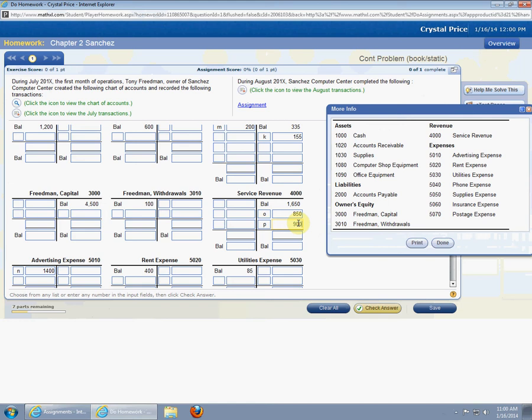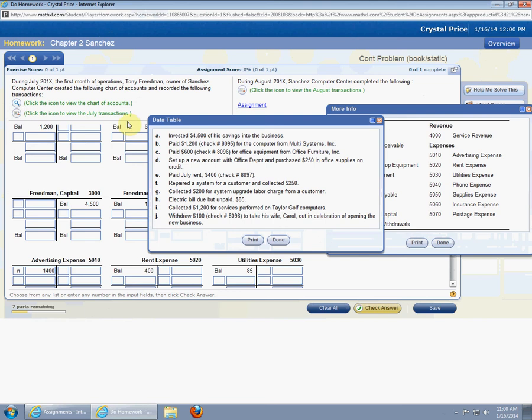Okay, let's go to the next one. This one, Q, involves something that was done in chapter 1. I'm going to look up my transactions in July, and this involved transaction H. In chapter 1, the electric bill was due but unpaid, so we showed it as utilities expense. We debited utilities expense, and we credited accounts payable. That would have happened in chapter 1.